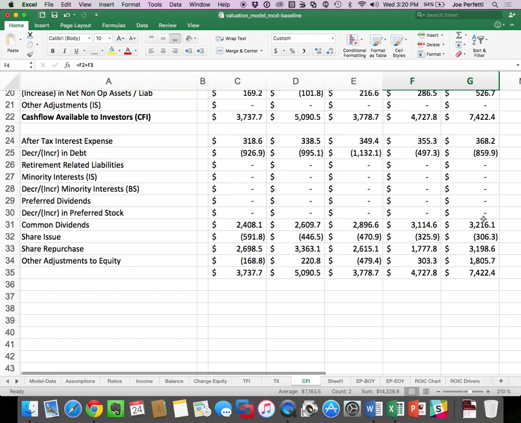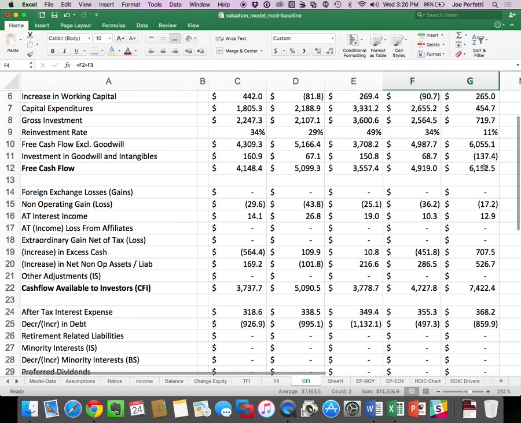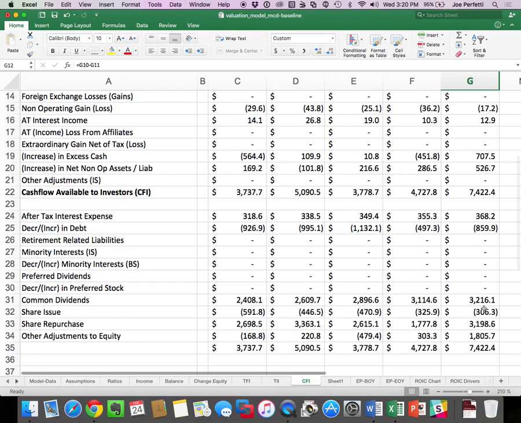What did McDonald's in 2014 do with the free cash flow? They spent how much on share repurchase? 3.198 billion. They paid how much in dividends? 3.216 billion. Those two numbers, 3.2 and 3.2, is 6.4. How much free cash flow did they have? 6.1. Where did they get the difference? They issued debt.